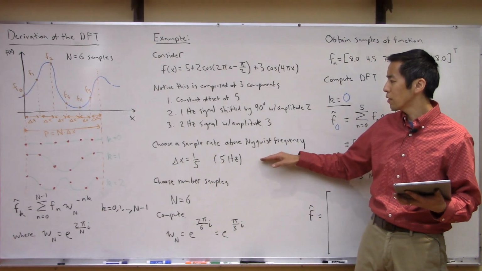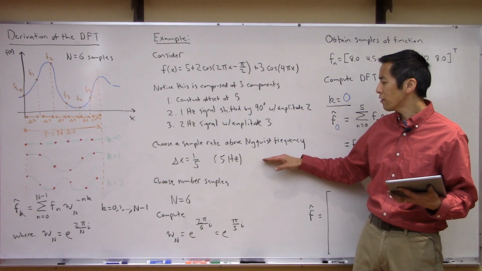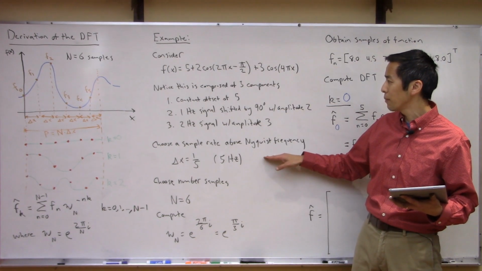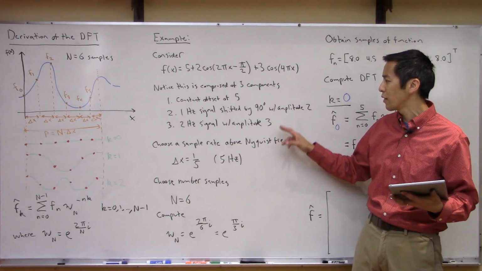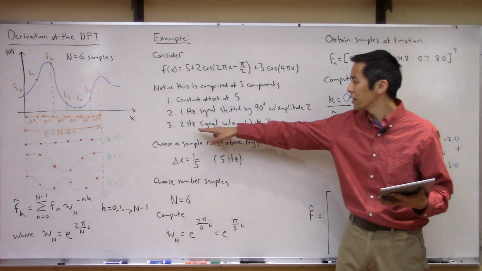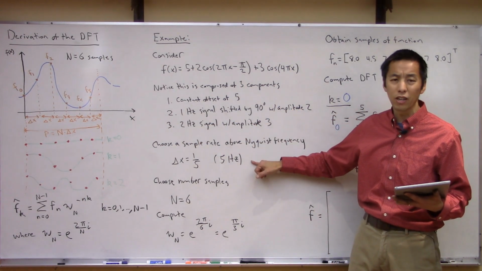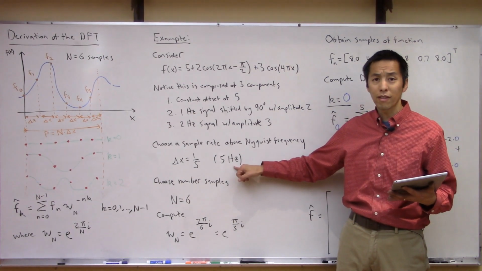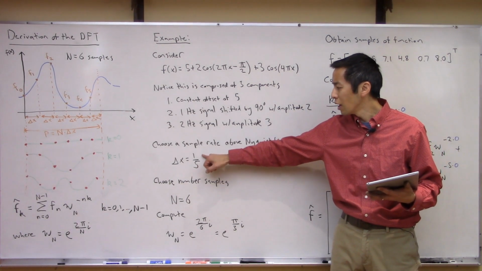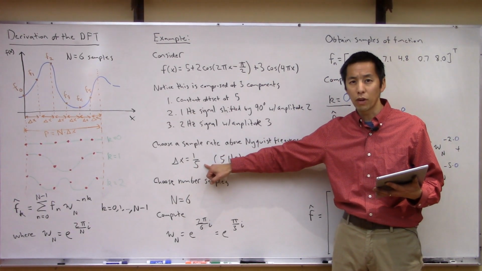So let's choose a sampling rate which is at least above the Nyquist frequency, right? So it's got to be at least 2 times faster than the fastest signal. In this case, that's 2 hertz, so we need at least 4 hertz. Let's go a little bit higher just for giggles. Let's go to 5 hertz. Let's sample at 5 hertz, which means we have a delta x of 1/5, right?